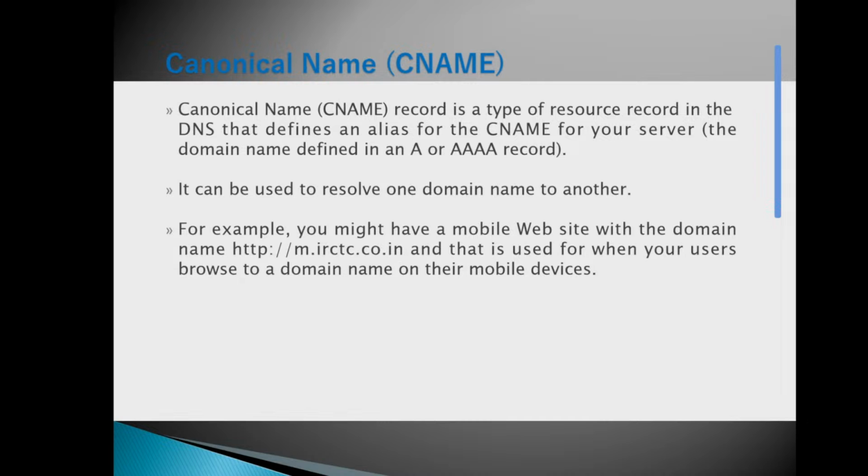A CNAME record is a type of resource record in the DNS that defines an alias for the canonical name of your server domain name in an A record. It is used to resolve one domain name to another. For example, you might have a mobile website with the domain name am.irctc.com.in that is used when a user is browsing your domain from their mobile.